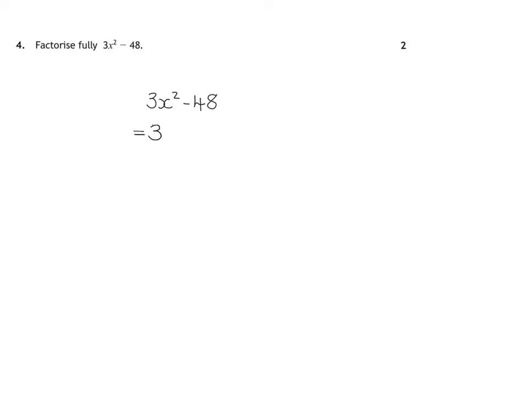So 3 bracket x squared. So we're going to have to do 48 divided by 3. You can either do that in your head or do a short division sum. So 3 goes into 4 one time with 1 remainder, and then we get a 6. So we get 3 bracket x squared minus 16, close our bracket.